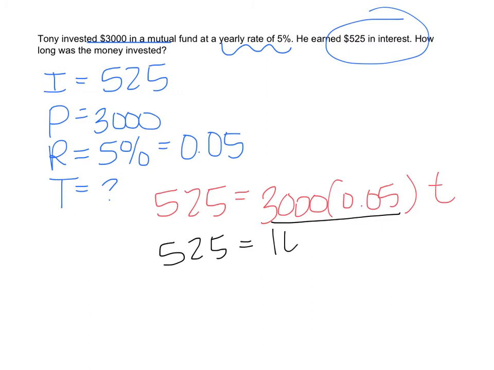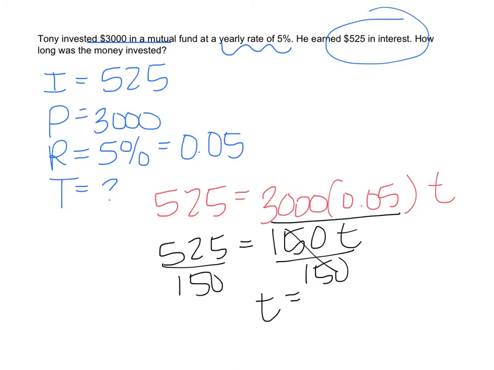You should have gotten 150t. Now we just need to solve for t. So we're going to divide both sides by 150, so that the right cancels out, and we're left with t equals 3.5. This is in years, so it's going to take 3.5 years.